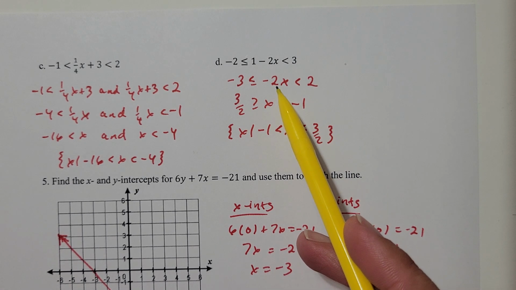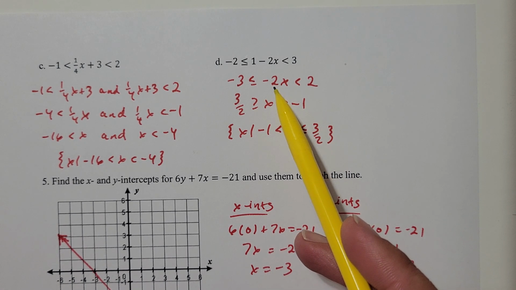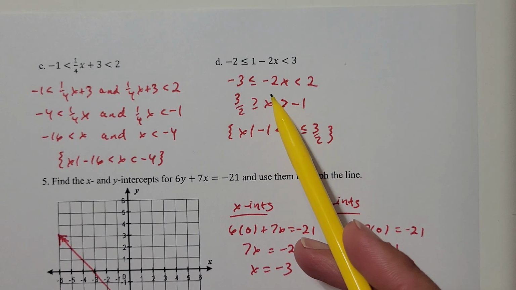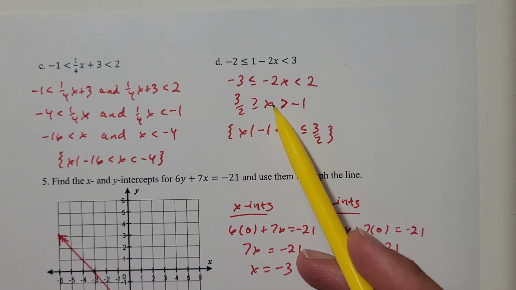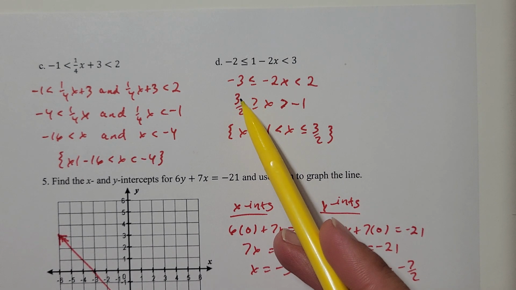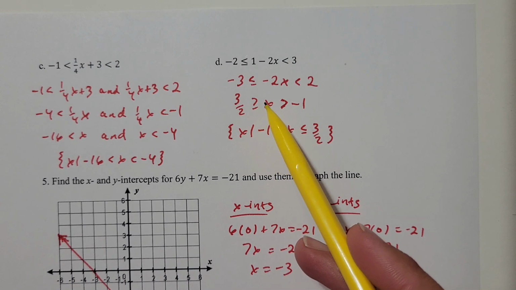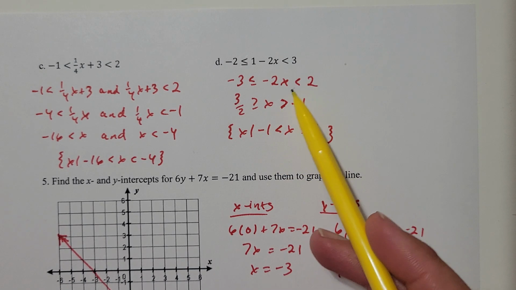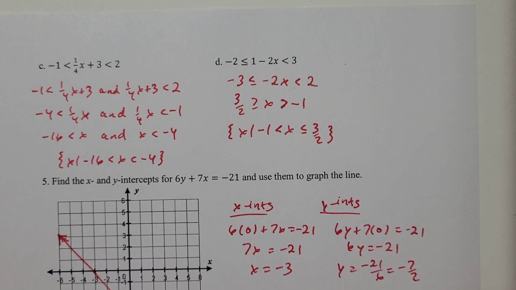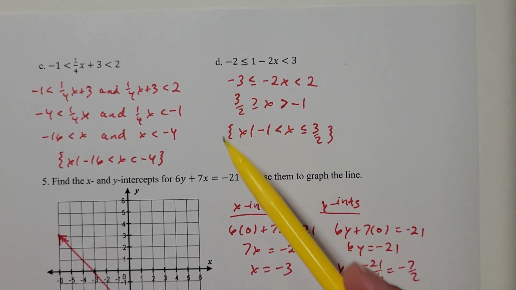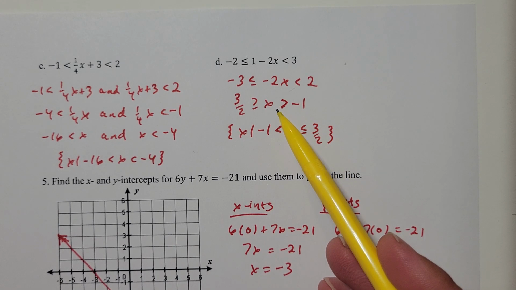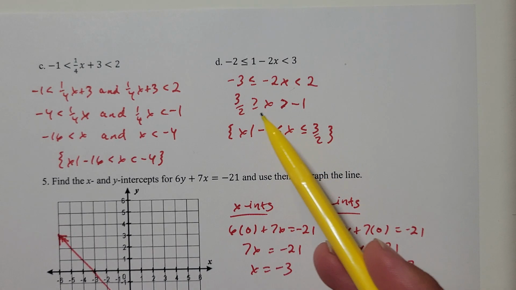The next thing, if I divide throughout the three parts there by -2, I'm dividing by a negative, so I've got to flip these signs here. And make sure that you're flipping both the signs, okay? -3 over -2 is 3/2, greater than or equal to x, and that's greater than 2 over -2, which is -1. Okay, so my answer, as a set, I'd say the set of all x such that x is bigger than -1 and less than or equal to 3/2.